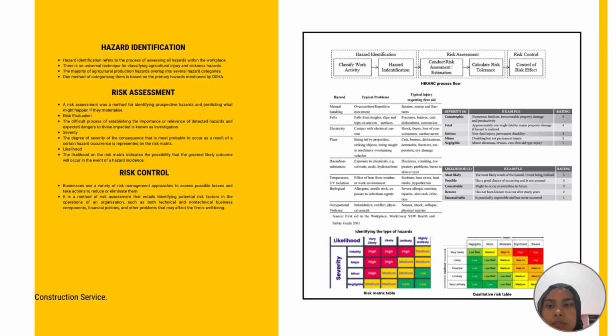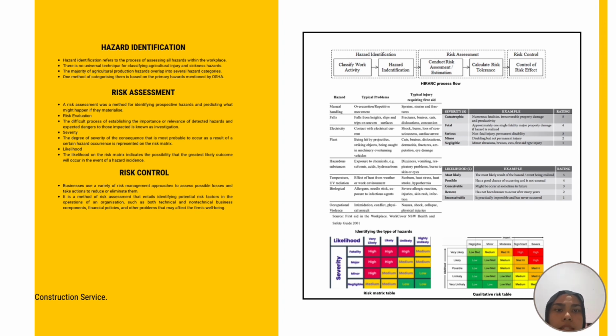And lastly, risk control: a business uses a variety of risk management approaches to assess possible losses and take actions to reduce or eliminate them. It is a method of risk assessment that entails identifying potential risk factors in the operations of an organization, such as both technical and non-technical business components, financial policies, and other problems that may affect the firm's well-being.